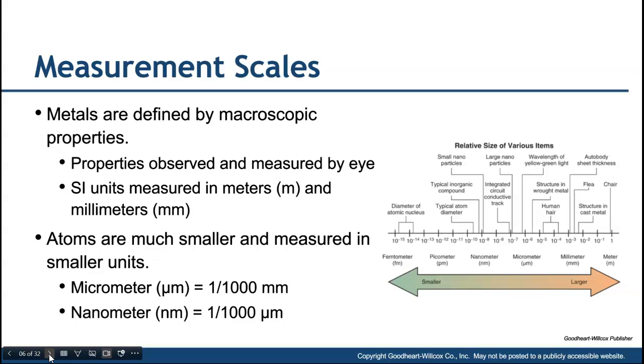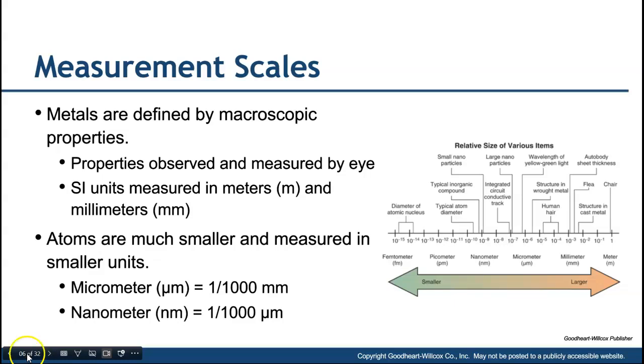So first off, when we are talking about our measurement scales, some of you are already aware of some of the measuring tools that we use in the industry. We are talking right now about metals defined by macroscopic properties. These properties are observed and measured by the eye, so the standard unit of measurement here is in meters or millimeters. But the atoms that we're talking about are much, much smaller and are measured in smaller units, what we call a micrometer or a nanometer.